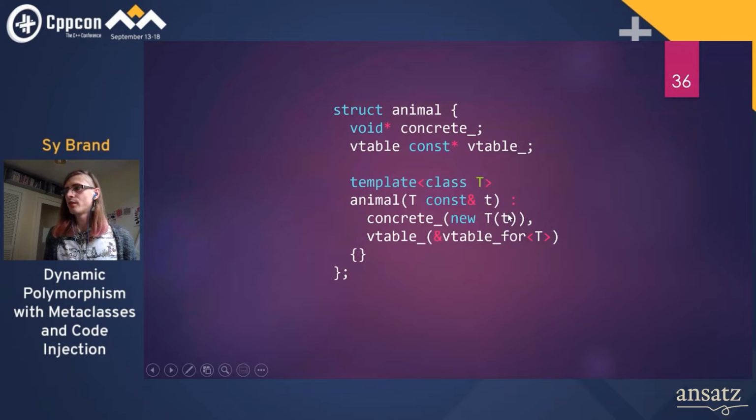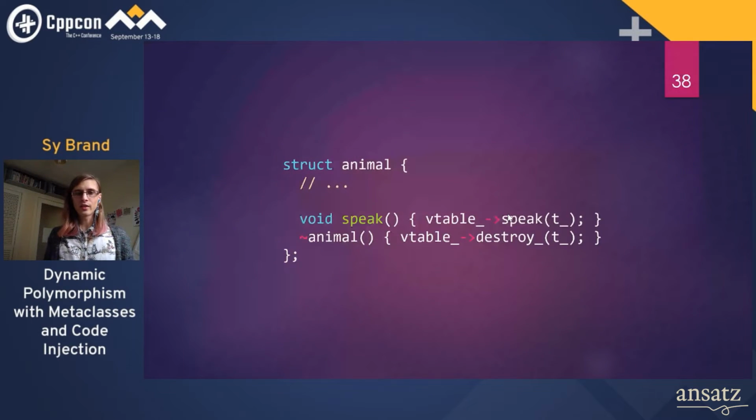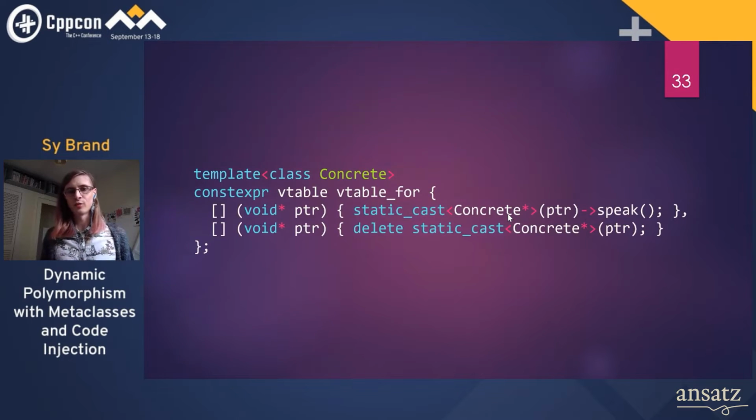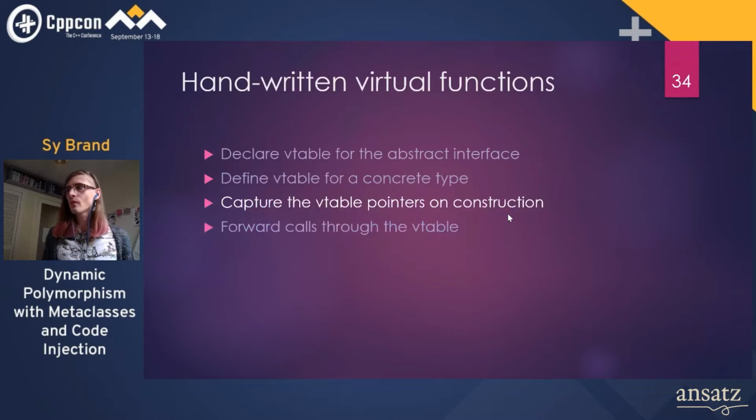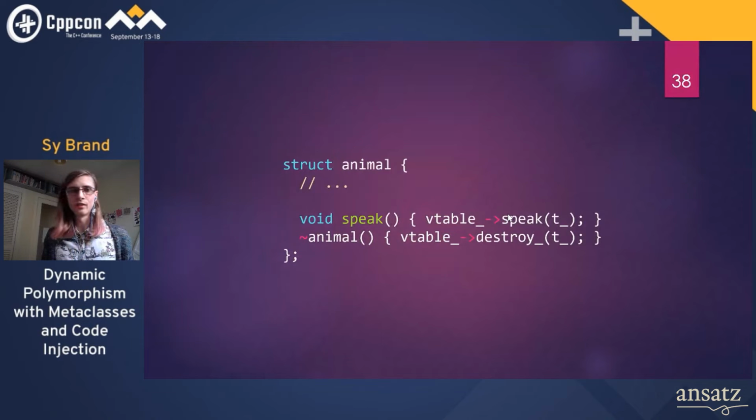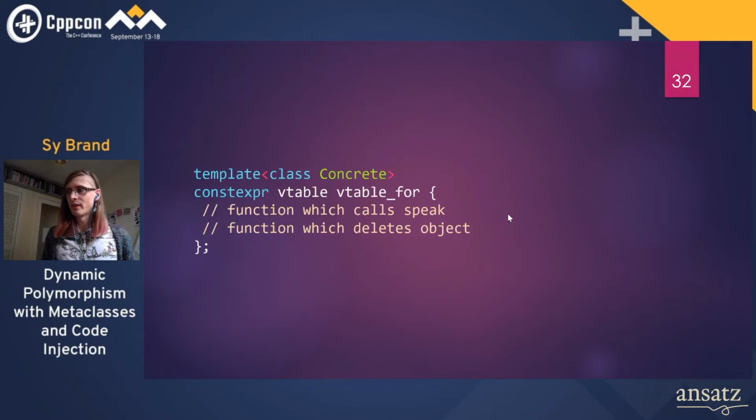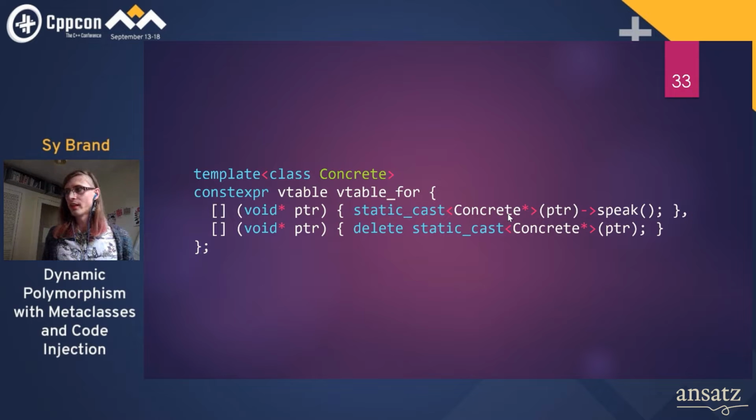Then the other question is, shouldn't the destructor also call delete? So the destructor of animal is not going to call delete. The call to delete is inside the implementation of destroy in the Vtable. So this is the destructor for animal, which calls destroy, and the second function pointer here has the call to delete. All right. And did I show the definition of the Vtable? The Vtable layout is this one, it has two function pointers. And then this is where we fill in the definition of the Vtable.